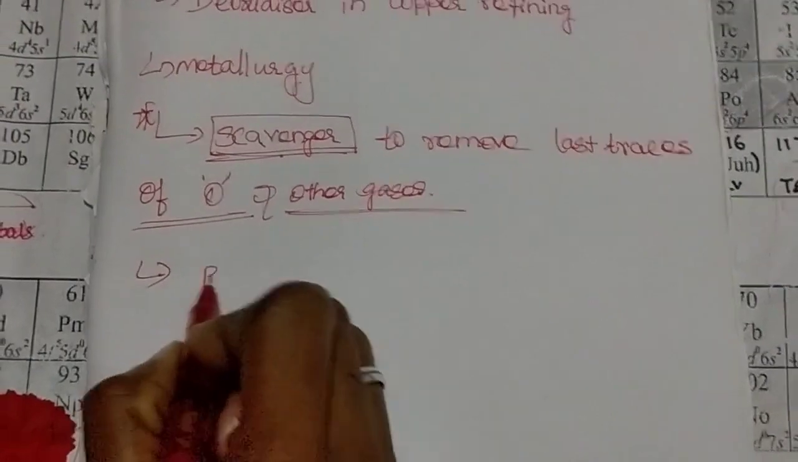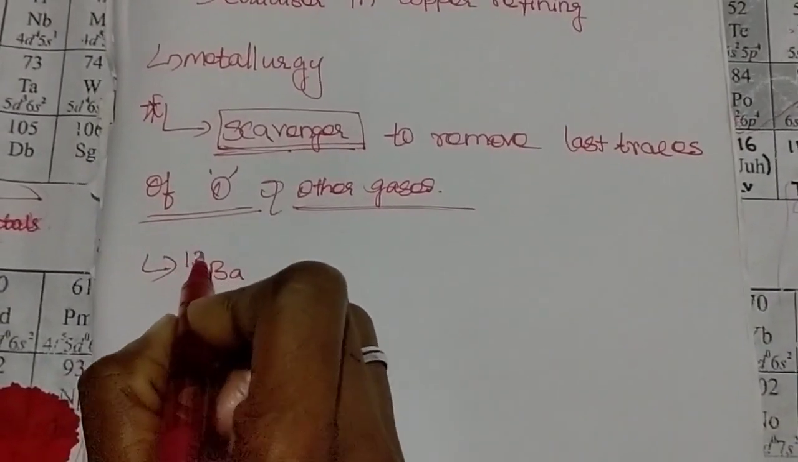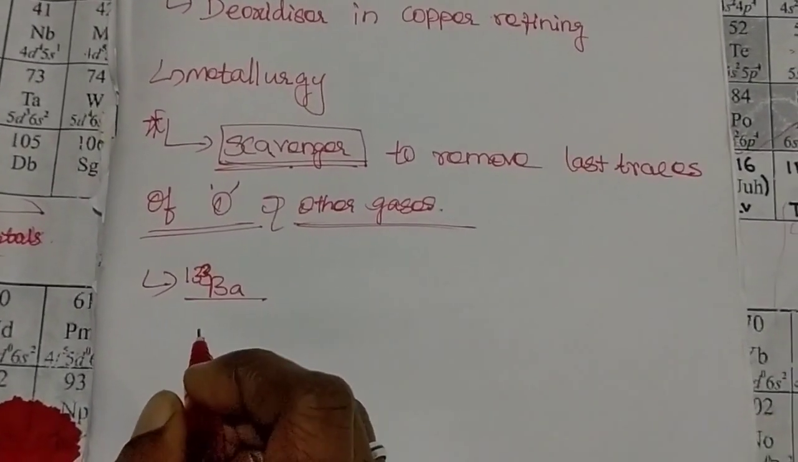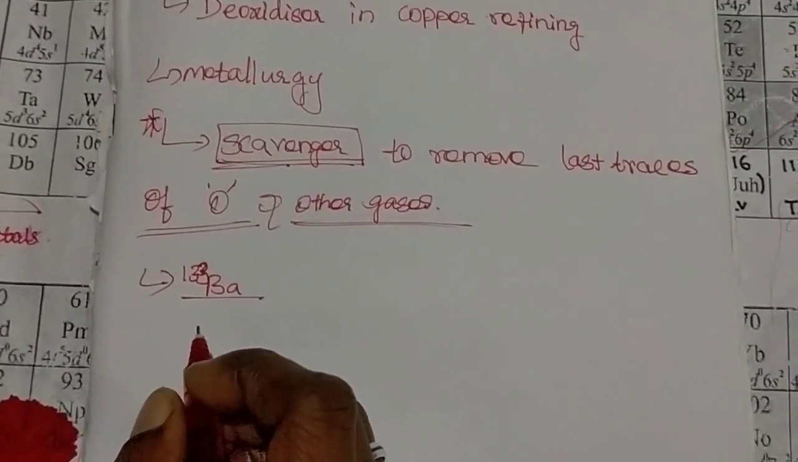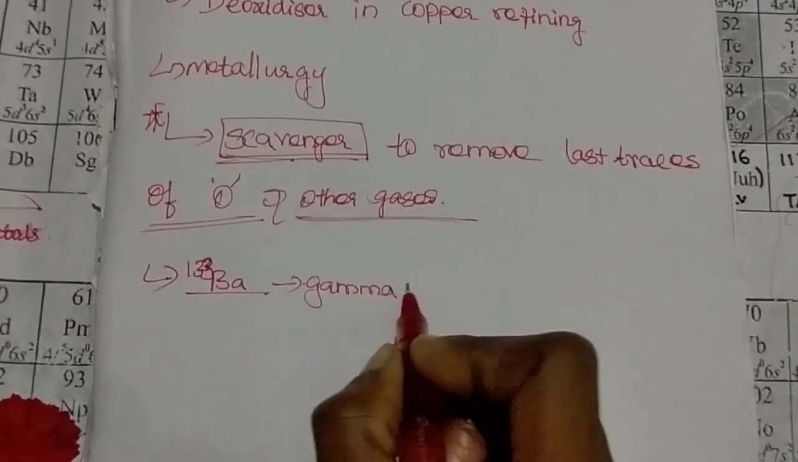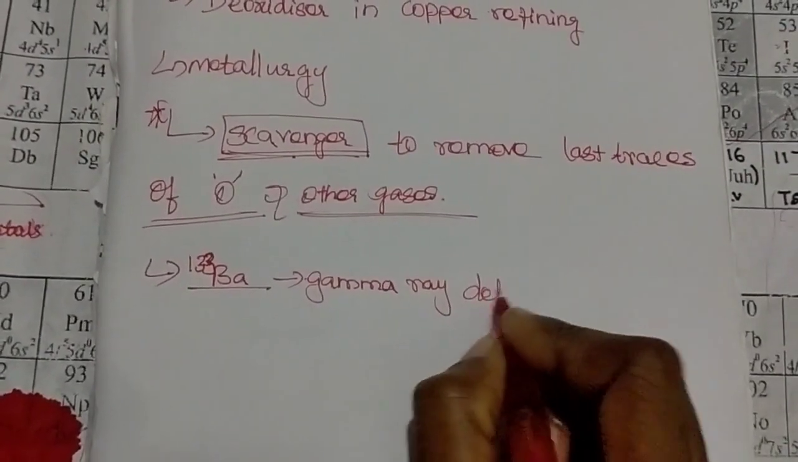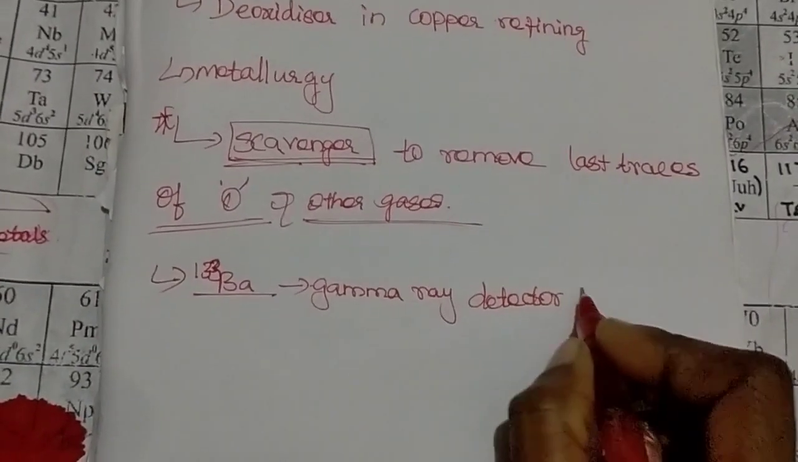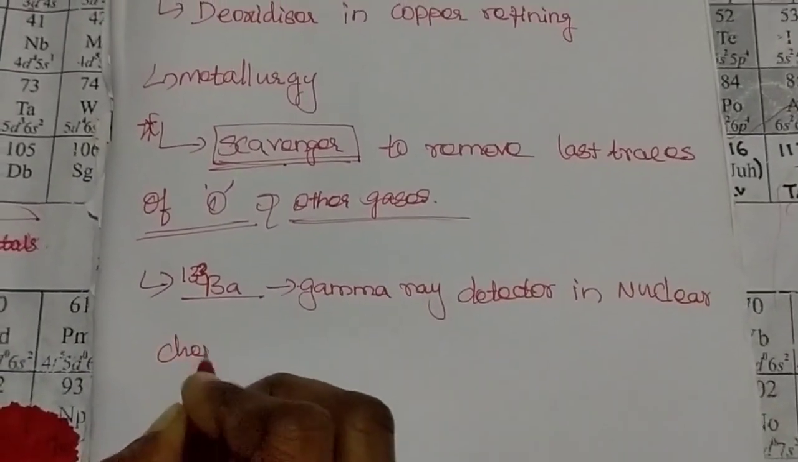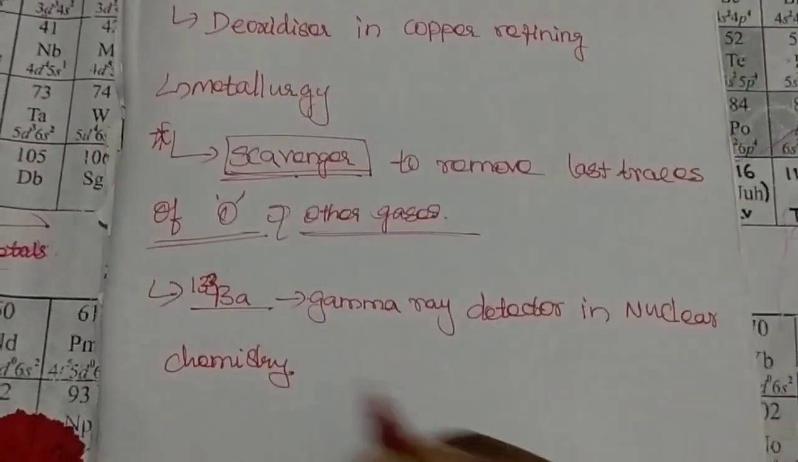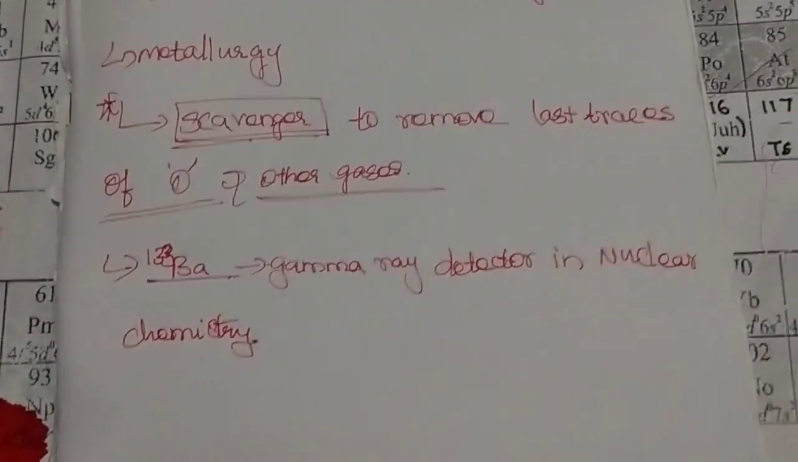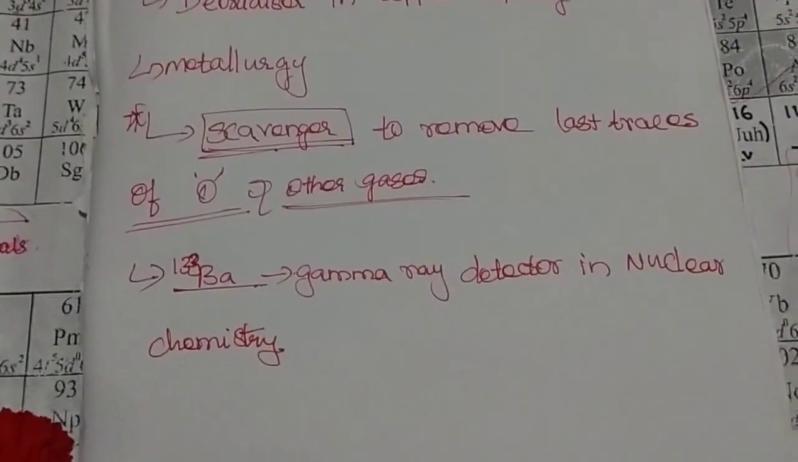Barium isotope, barium 133, is an isotope of barium. This isotope is used as a gamma ray detector in nuclear chemistry. We use this barium 133 isotope. So these are all the uses of barium.